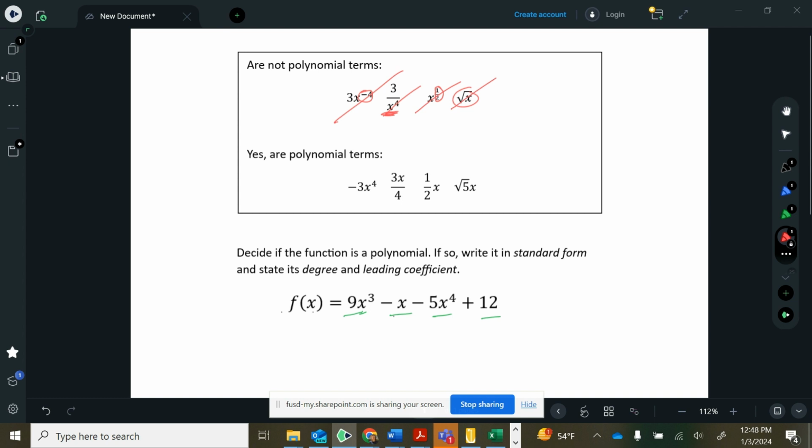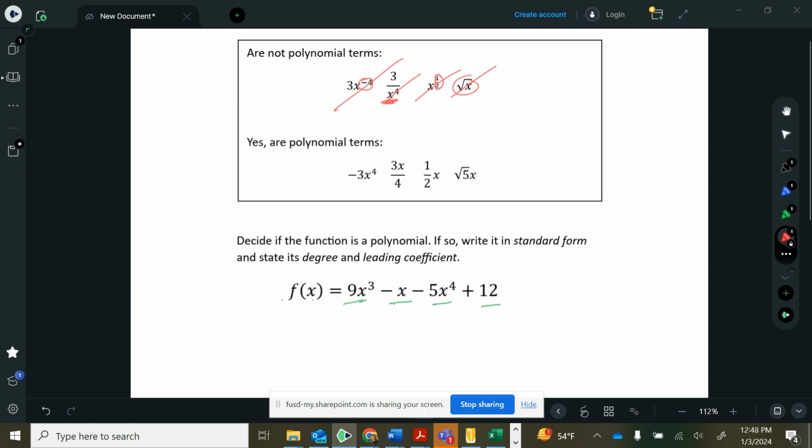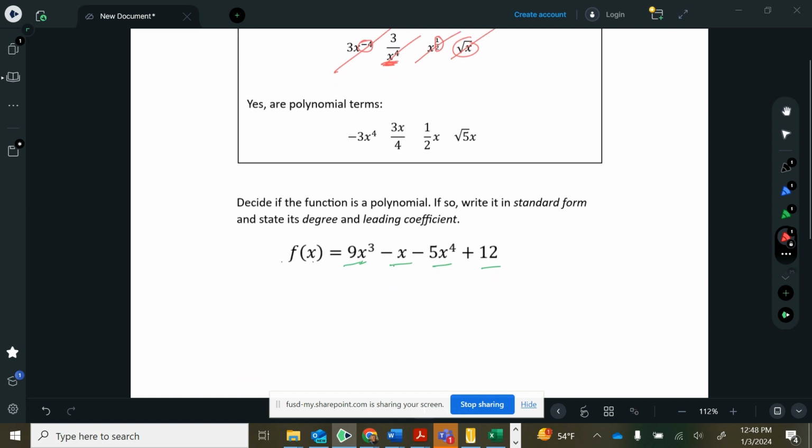But otherwise, if we don't find any of those disqualifying terms, then we're going to say, yes, it is a polynomial. By the way, these are examples where all of these terms are okay. So we can have a negative if it's a coefficient. We can have a fraction as long as the x is not on the bottom. We can have a fraction as a coefficient, and we can have a square root as long as it's the square root of a number as a coefficient and the x is not inside of the square root.